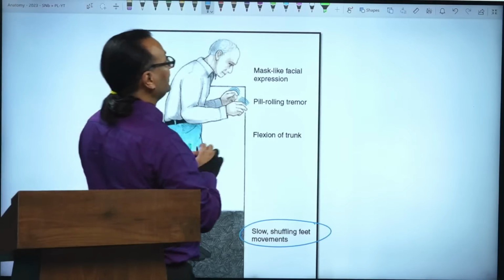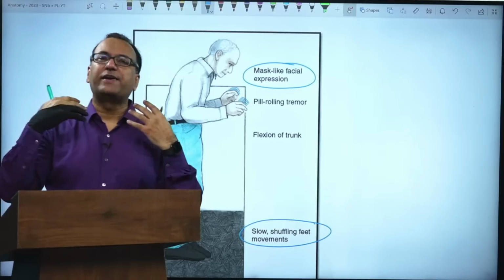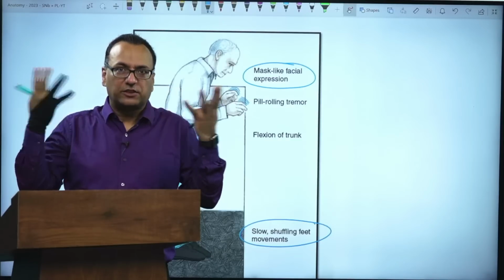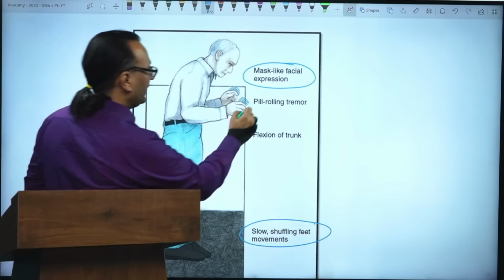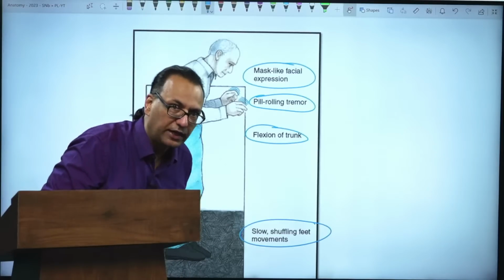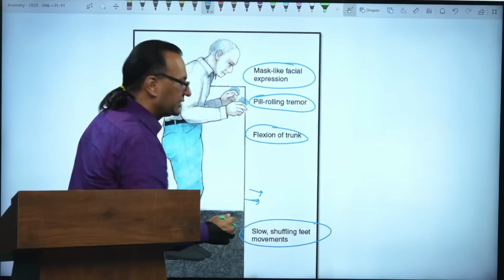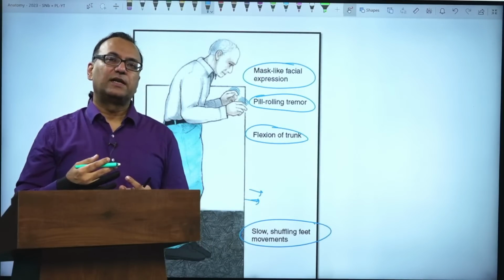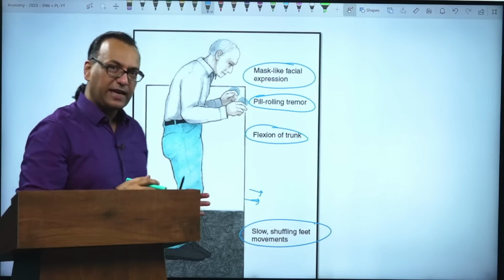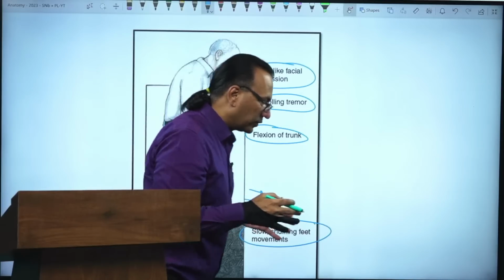So, mask-like facies: an expressionless face, with no expression of happiness or sadness, those expressions are lost. Pill-rolling tremor, stooping, flexed posture, and difficulty initiating a movement, and once a movement is initiated, difficulty stopping it. First of all, they keep thinking that they have to walk, and once they start walking, they cannot stop.